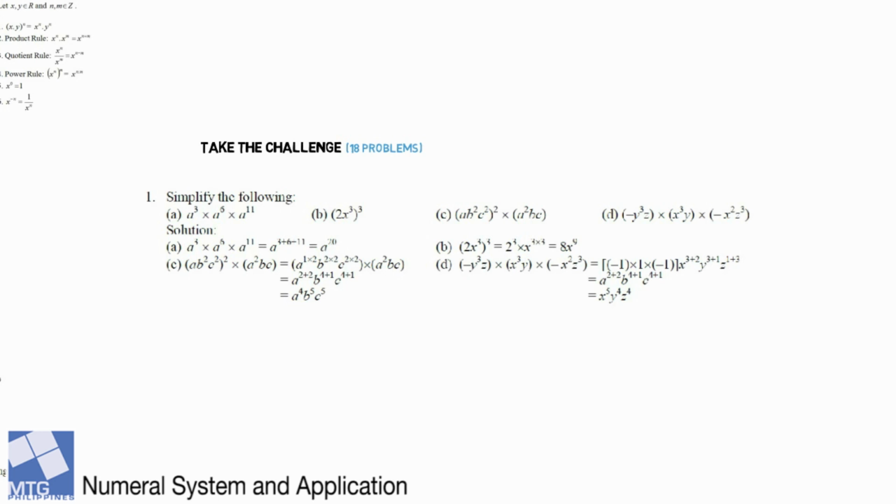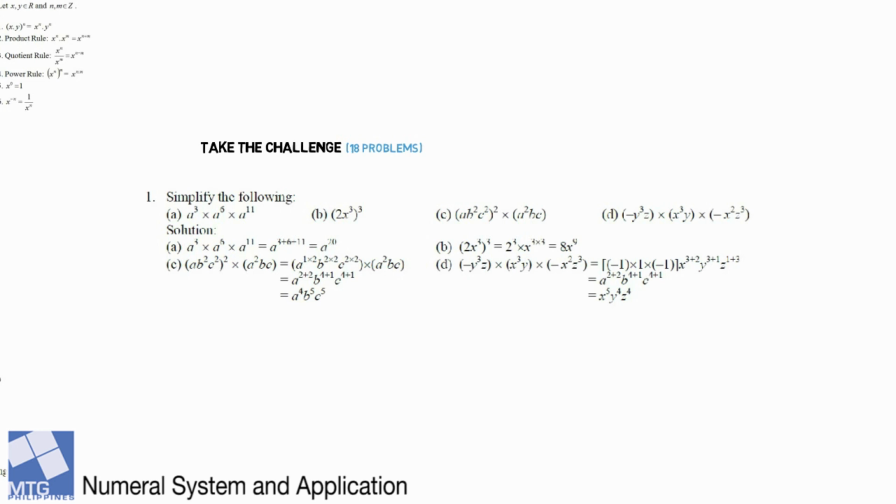For part D, we have the expression negative y cubed z times x cubed y times negative x squared z cubed. If we simplify this, we will have negative 1 times negative 1 times x raised to 3 plus 2 times y raised to 3 plus 1 times z raised to 1 plus 3. When we simplify this, we will have x to the power of 5 times y to the power of 4 times z to the power of 4.